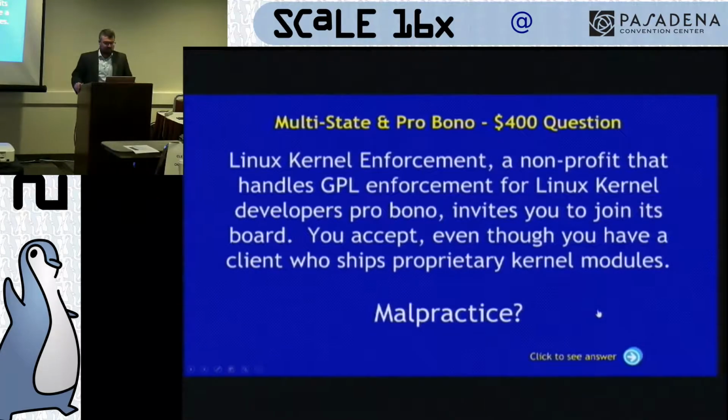All right. Linux Kernel Enforcement, a nonprofit that handles GPL enforcement for Linux kernel developers pro bono, invites you to join its board. You accept even though you have a client who ships proprietary kernel modules. Let's assume that Linux Kernel Enforcement views proprietary kernel modules as infringing the GPL, and your client doesn't provide complete and corresponding source code for those kernel modules.